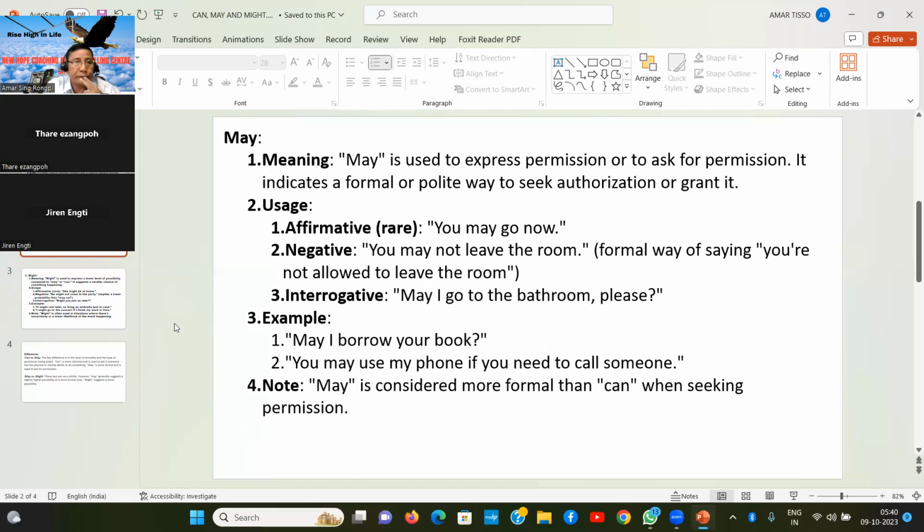Permission: used to express permission or to ask for permission. It indicates a formal or polite way to seek authorization or grant it.